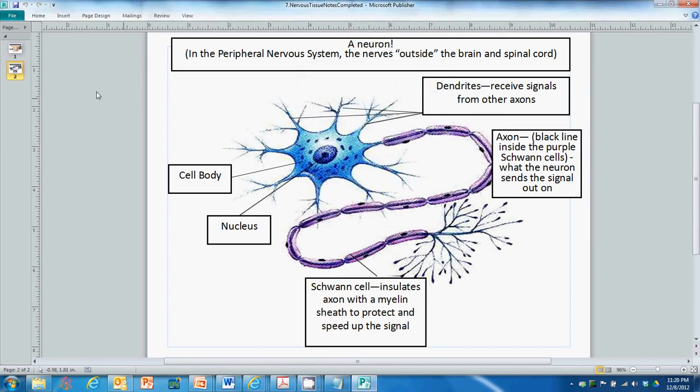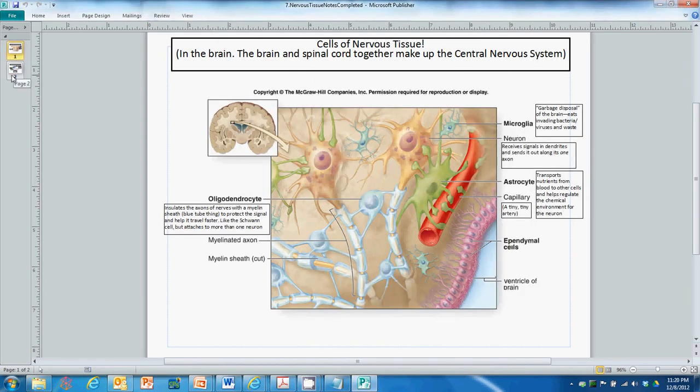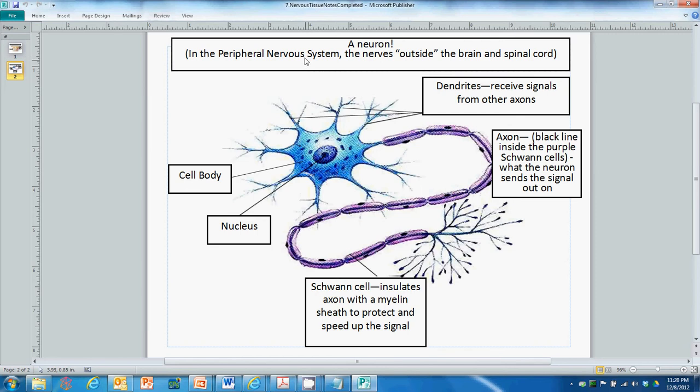Okie doke, so this is nervous tissue 1.7. The nervous tissue contains many cells. The main one is going to be the neuron. This is the cell responsible for the signaling that goes on in a cell. There are four parts: cell body, nucleus, dendrites, axon.